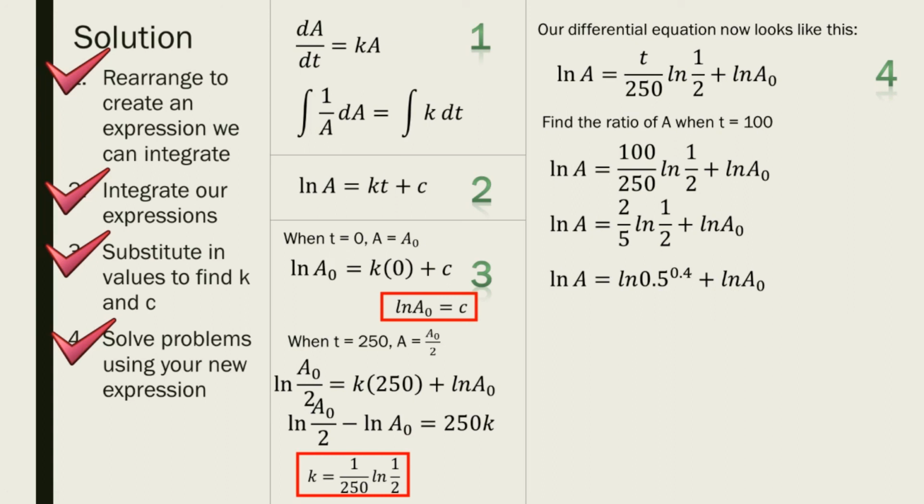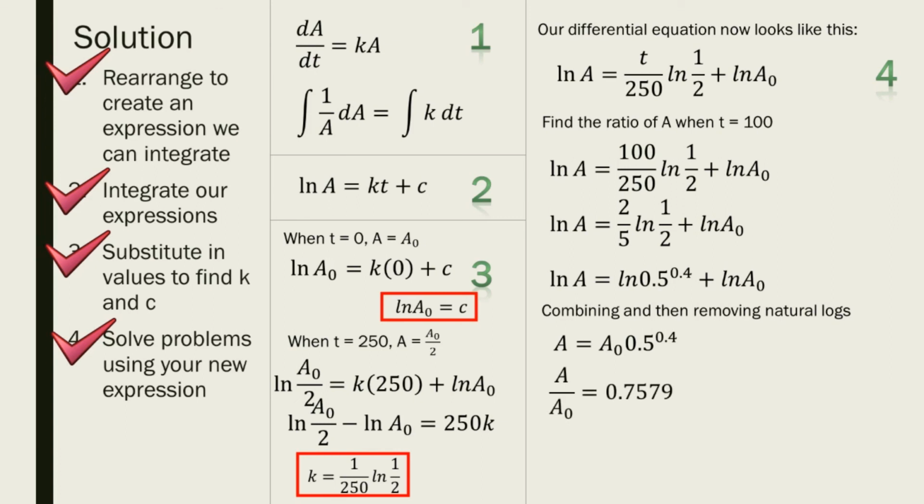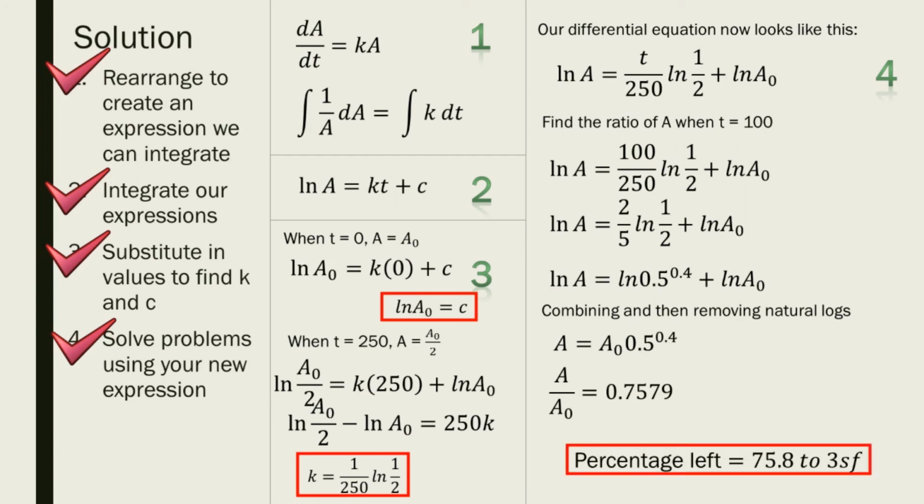Using my laws of logs, when I add logs together, I can multiply them together. Once I do that, I'll be able to have a log on the left, log on the right. They'll cancel, and I'll just get a equals a naught times 0.5 to the power of 0.4. The ratio of one to the other, or the percentage, is going to be a divided by a naught, which is going to equal 0.7579, or 75.8%, to three significant figures. And that's the end of the question.